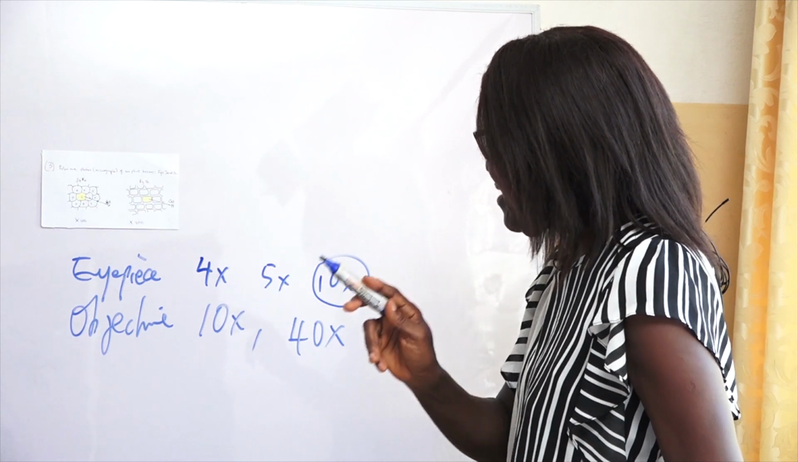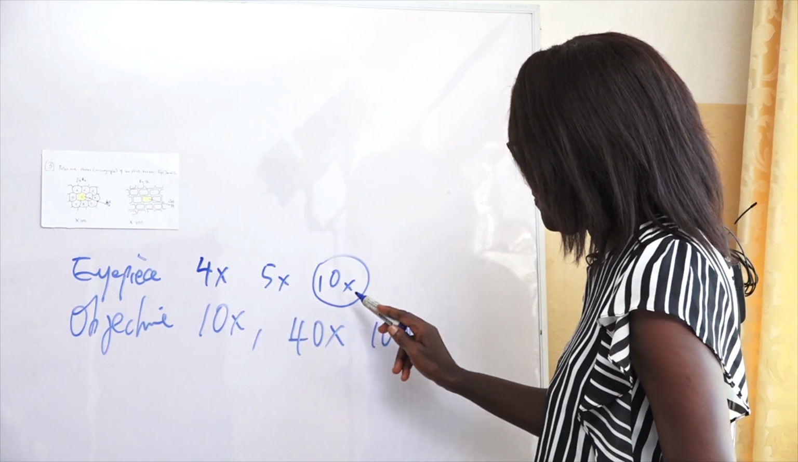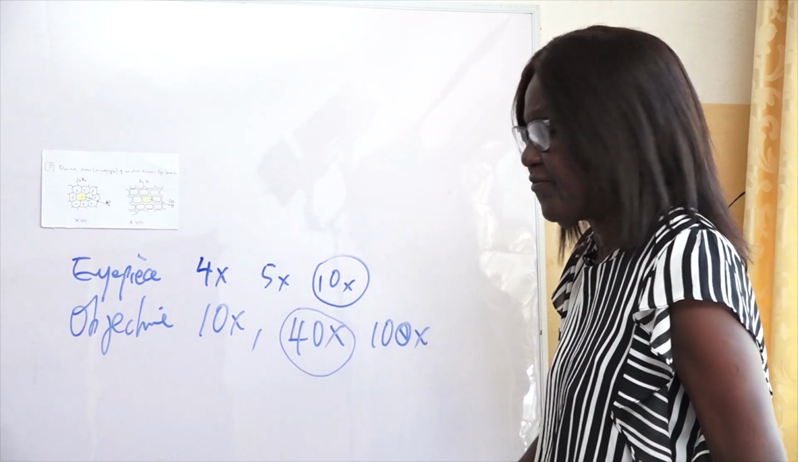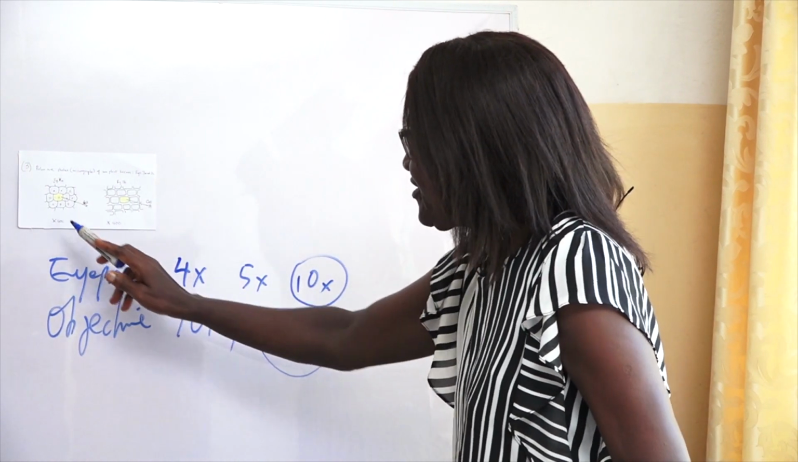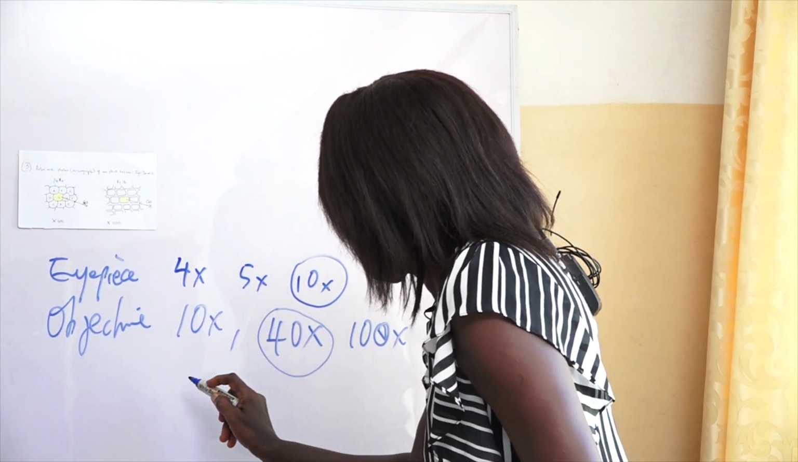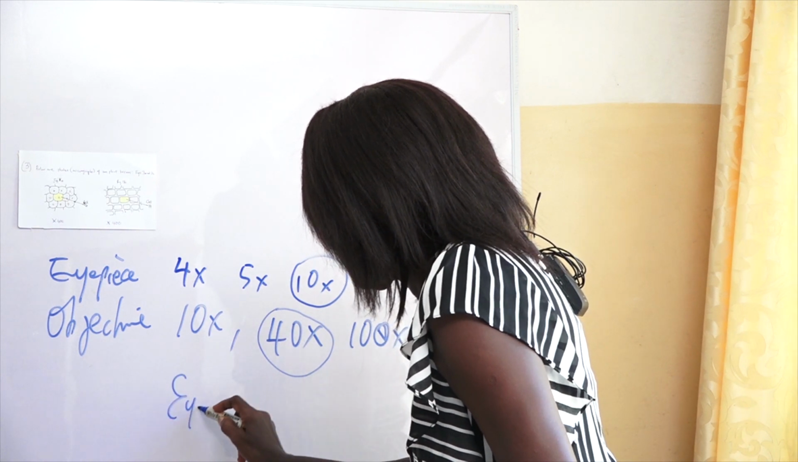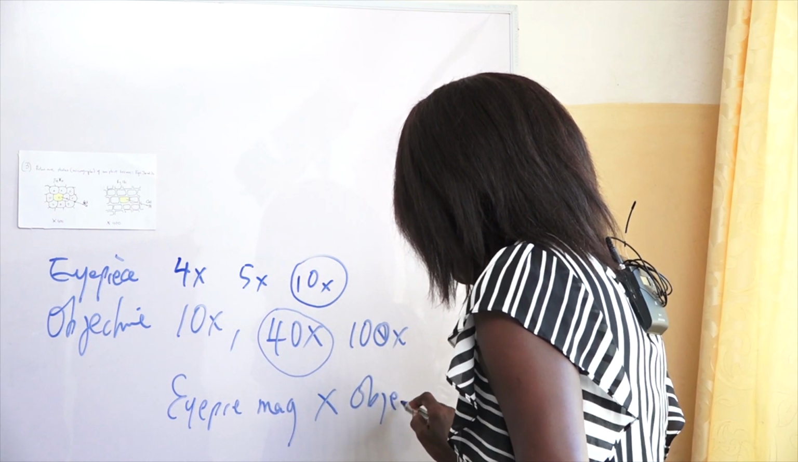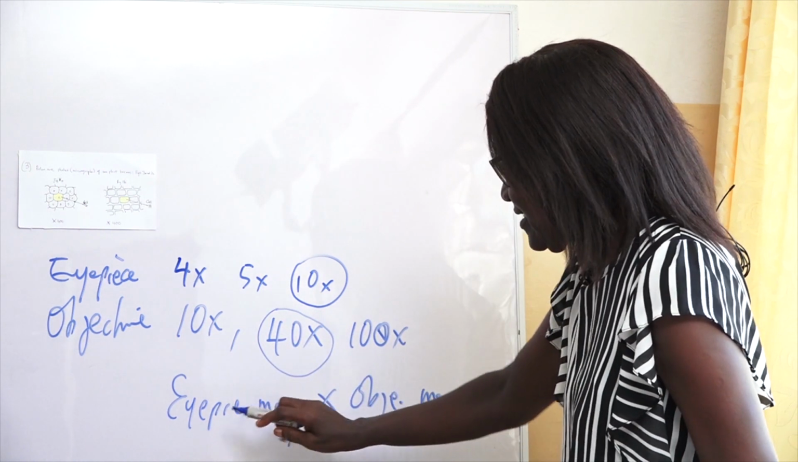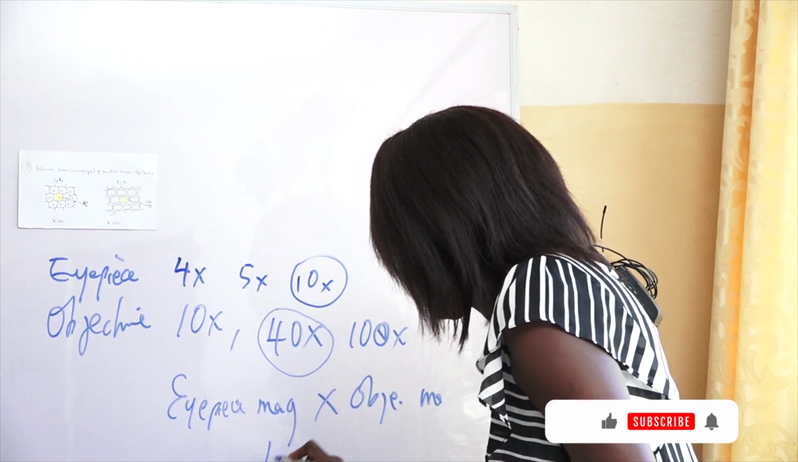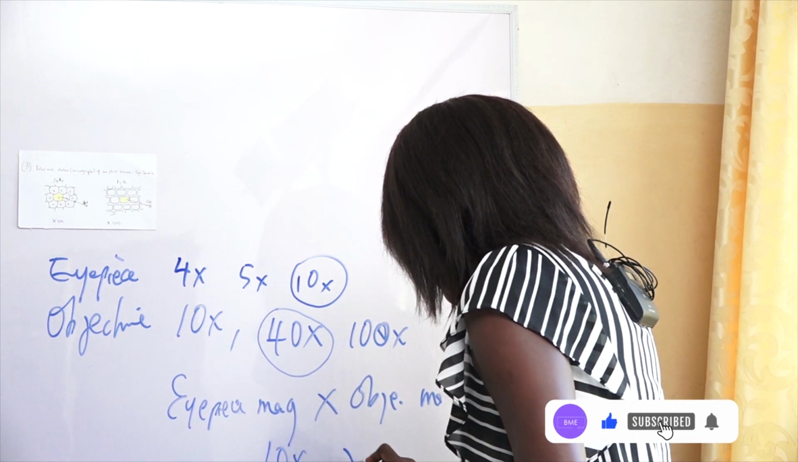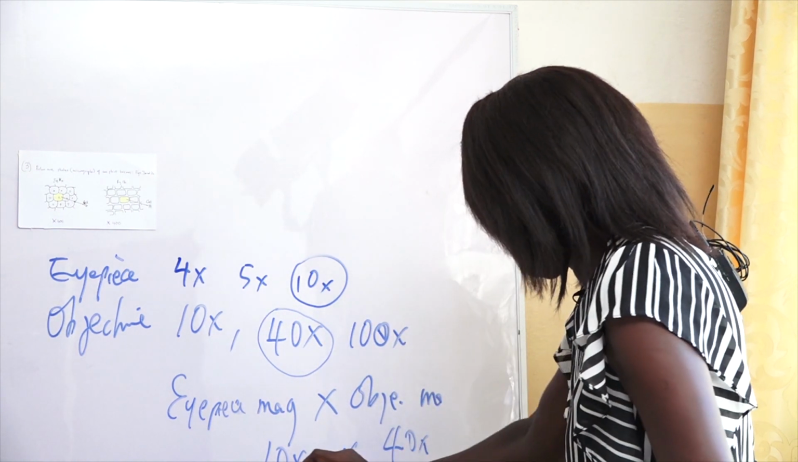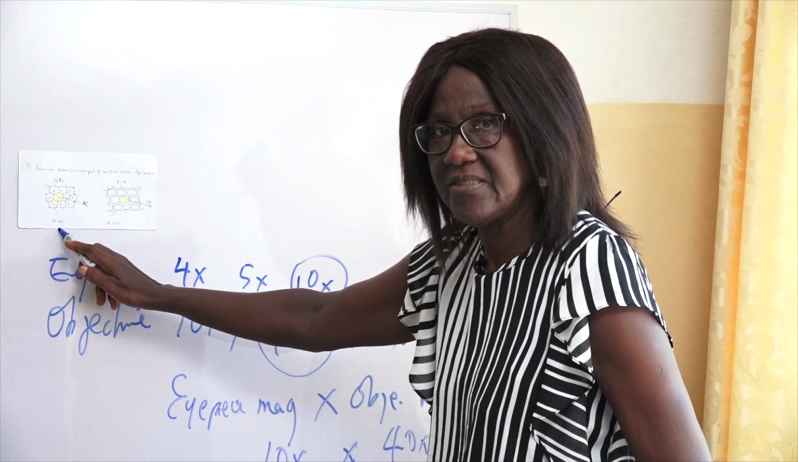then it can only be that the eyepiece that was used is 10 times and the objective lens that was used is 40 times. Because the magnification of the microscope is eyepiece magnification times objective lens magnification. That's how the magnification is done. So we have eyepiece 10 times multiplied by objective lens 40 times. That's how you come to have 400 times.